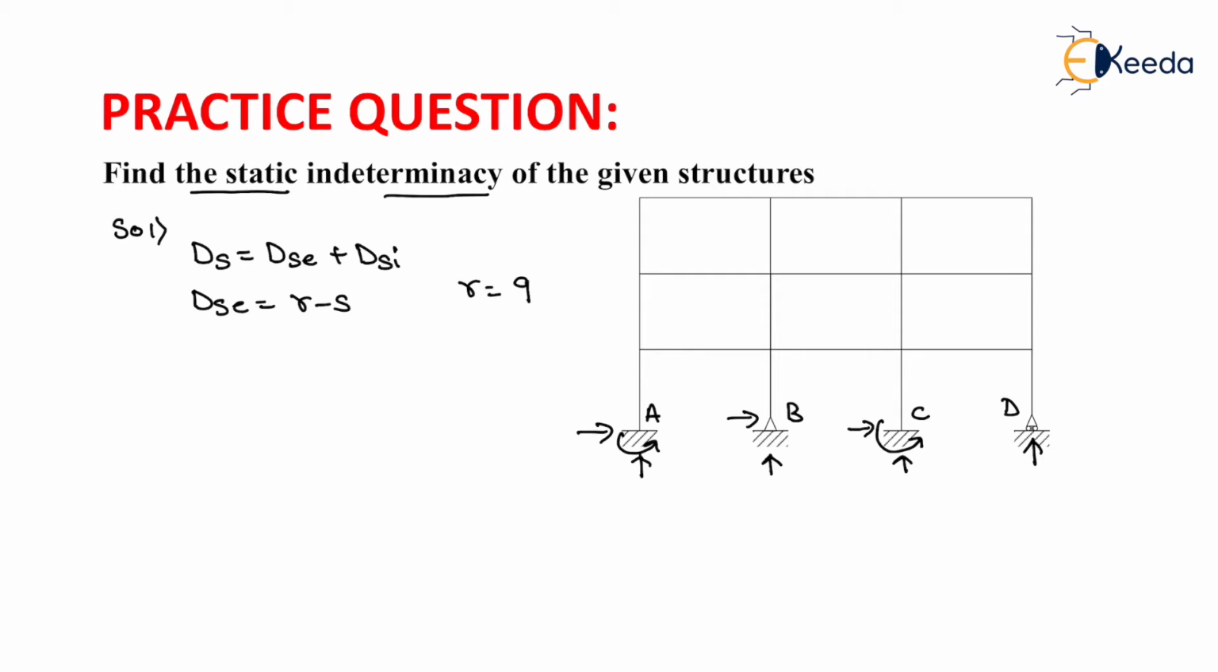Now the total number of equilibrium conditions for a frame will always be equal to 3. So we just put the values here, that is 9 minus 3, which is equal to 6. So the total external static indeterminacy will be equal to 6.